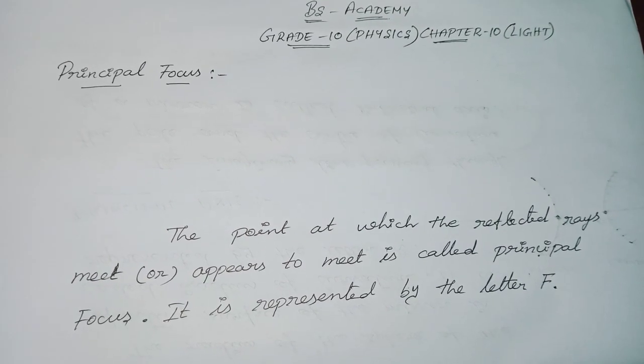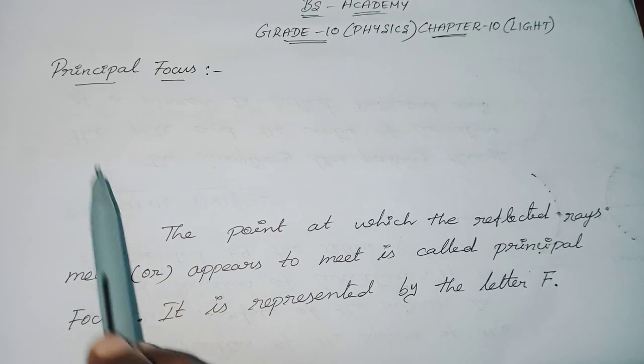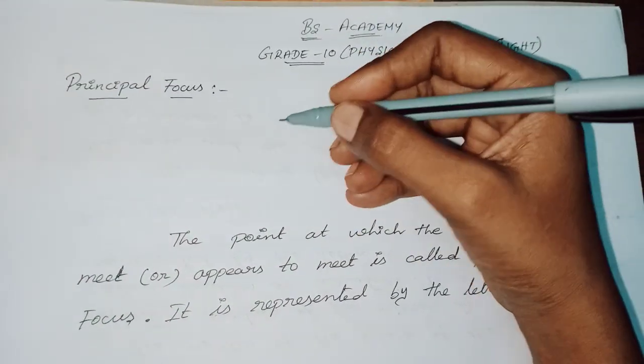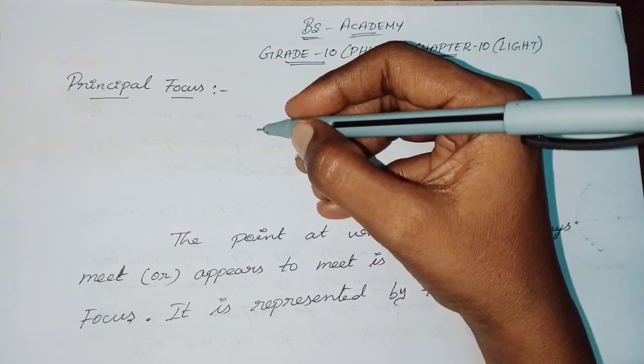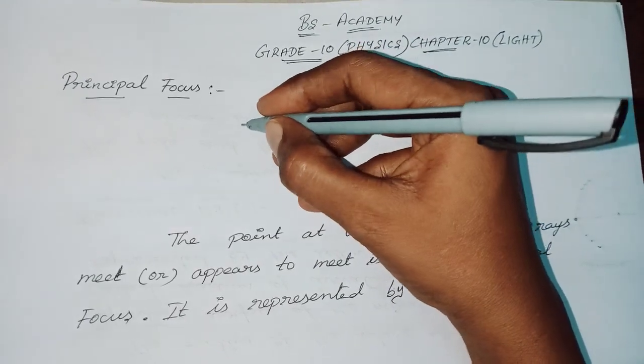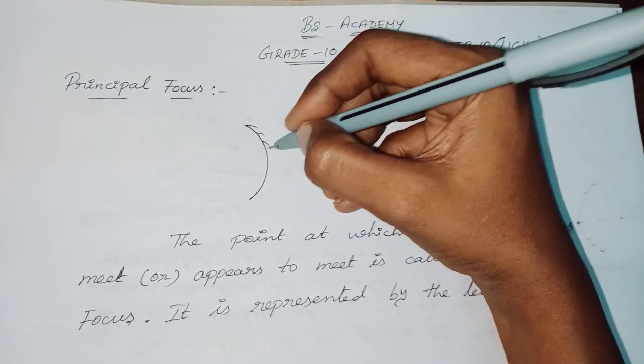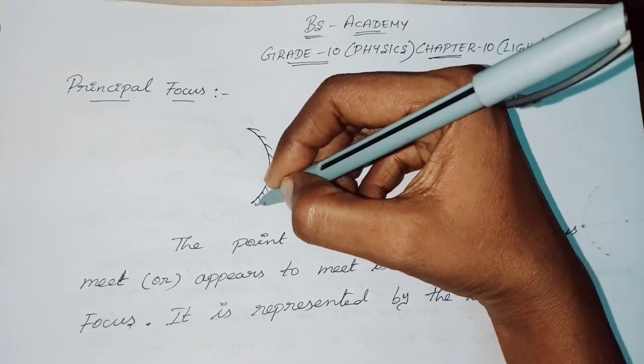In this video we are going to discuss what is principal focus. To understand this, let us draw the concave mirror. So this is the concave mirror. This is the faded part of the concave mirror.